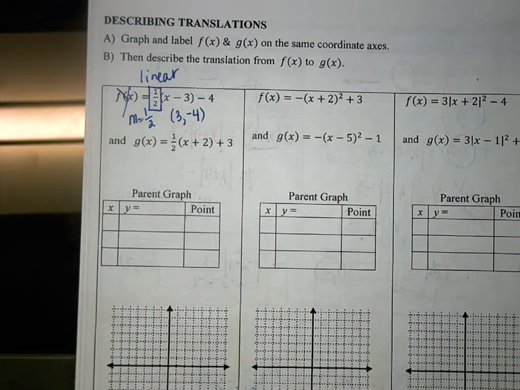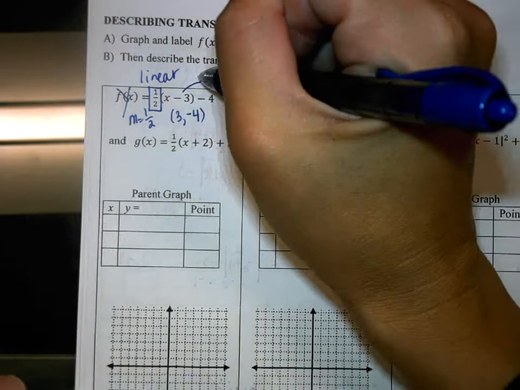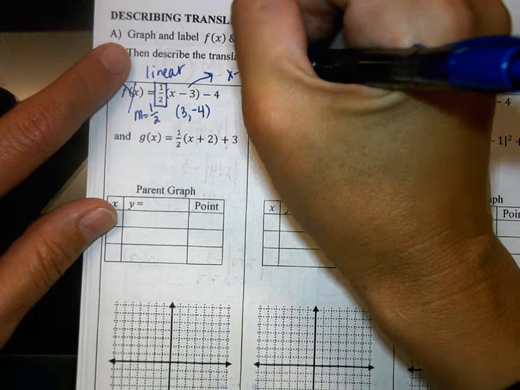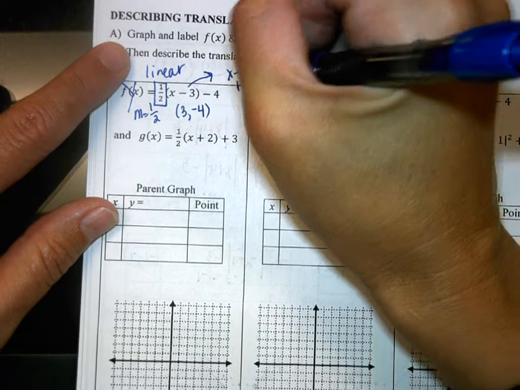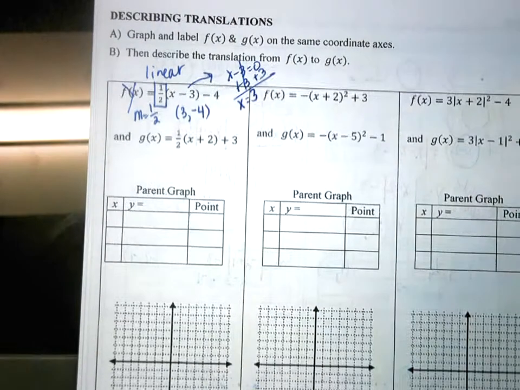No, and the reason why it's not -3 is that whatever is in parentheses, we always set that equal to 0. And so when you end up setting that equal to 0, you end up getting x equals +3.